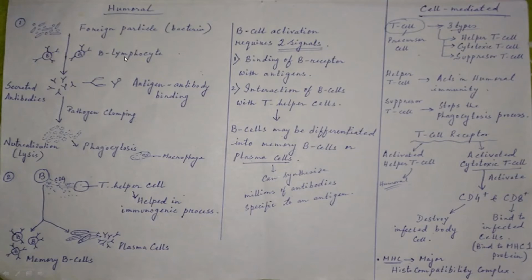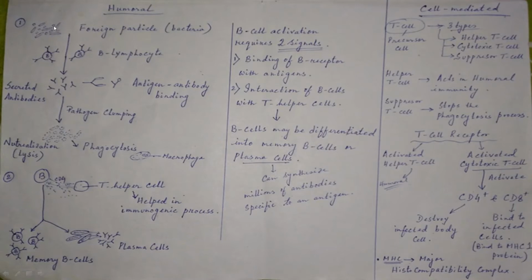Now, B lymphocytes are present in the body, right? B lymphocyte with antibody. Now, this B cell secretes antibodies. See, these are secreted antibodies. And you know, antibodies are Y-shaped. With these antibodies, these foreign particles get attached. See, antigen antibody binding is taking place. Here this is the antigen, and this antibody is secreted from B cells.